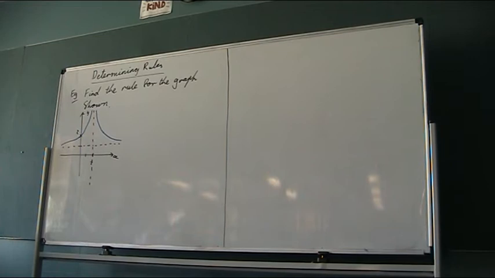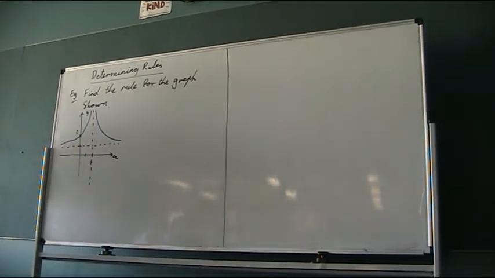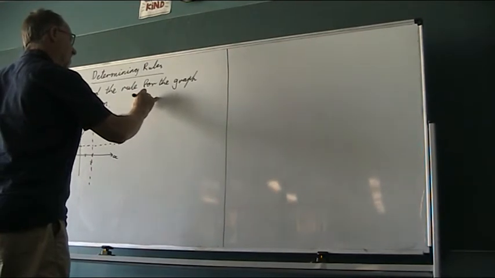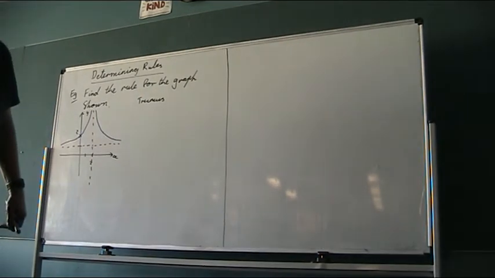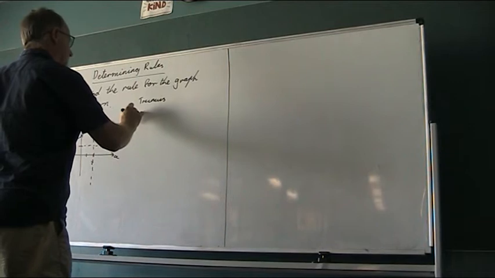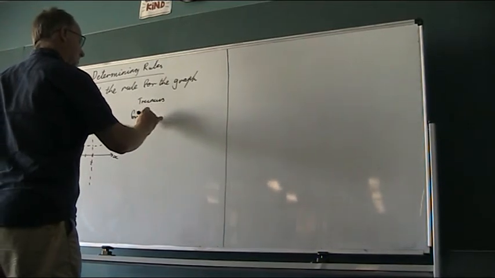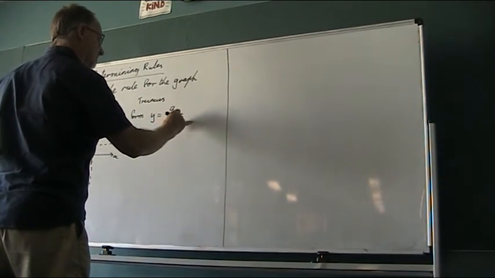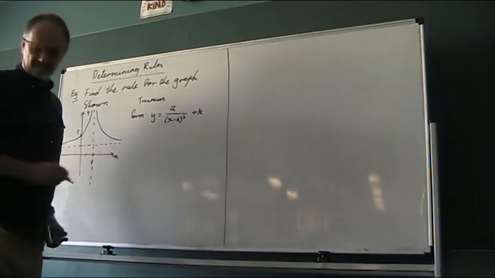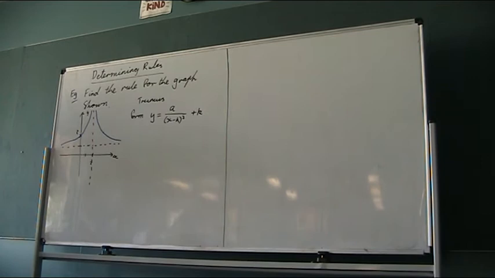Alright, so what sort of graph is it? A truncus. So first of all, because it's a truncus, we know the form then is y equals a over (x minus h) squared plus k. And then from that we've got some asymptotes, and from our asymptotes we can work out some of the information.